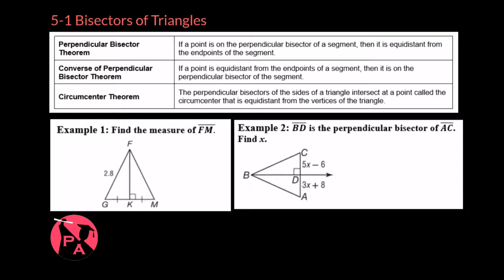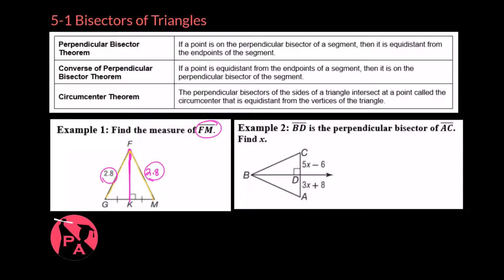So let's look at example 1. Find the measure of segment FM. In this example, point F is on the perpendicular bisector. Point F is on this segment. So the distance from point F to G must be the same as the distance between point F and M. These two must be congruent to each other. So that's why the length of segment FM must be 2.A, the same as this.